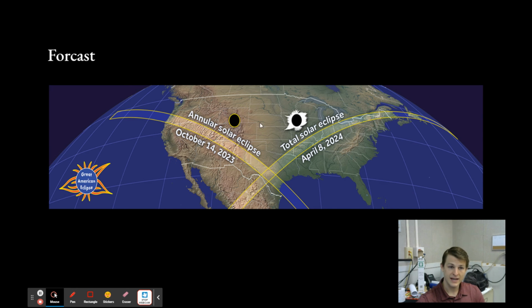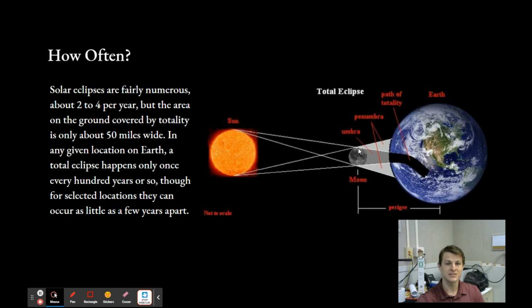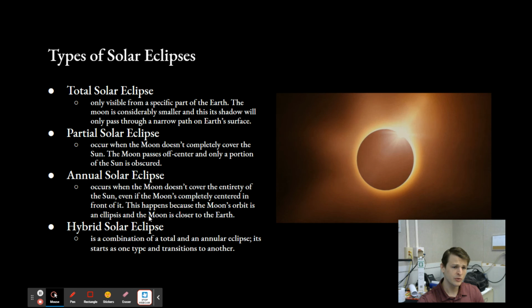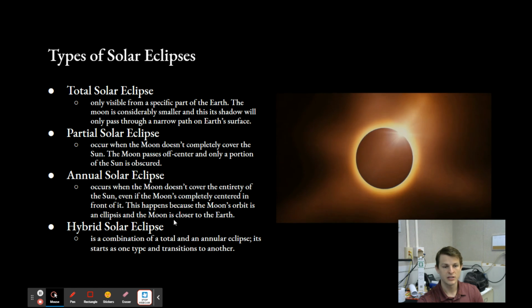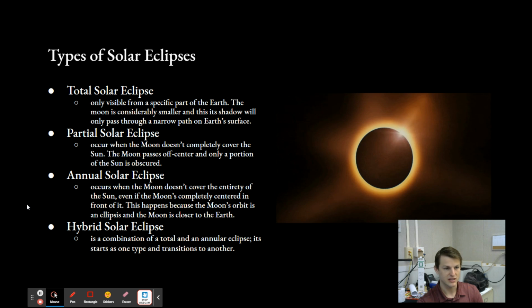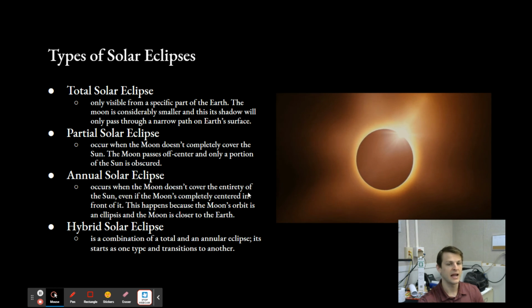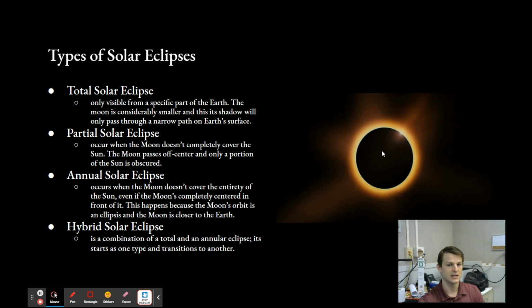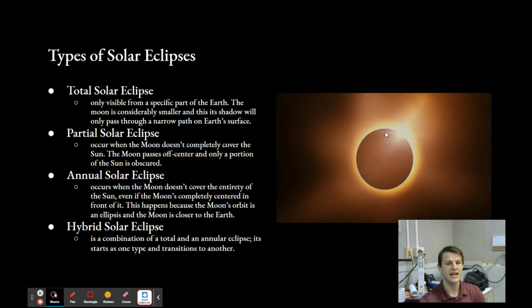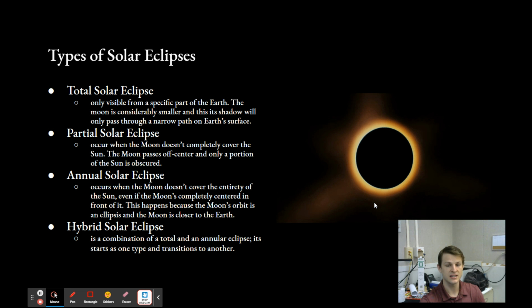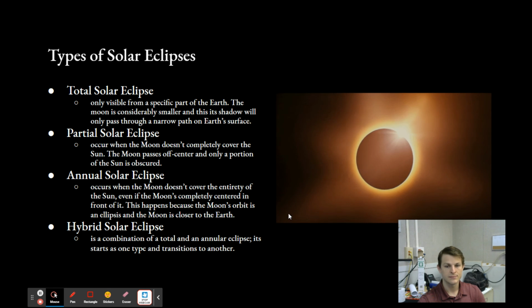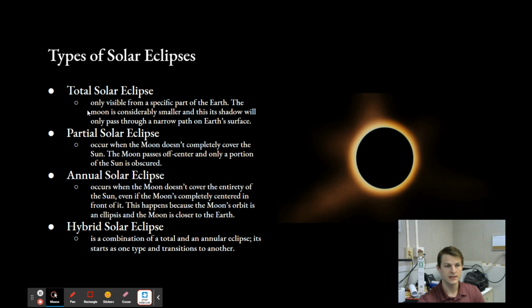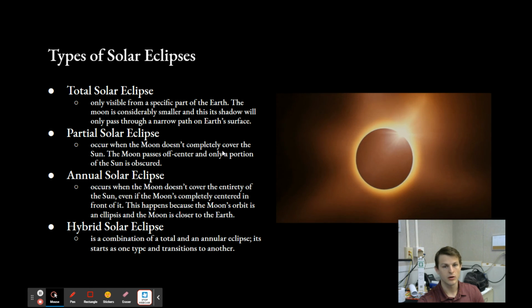So this is the forecast on future solar eclipses. The concepts are the same with the partial, annular, and hybrid. A hybrid is just a combination of total and annular. So like one side might have the ring, whereas the other side does not. That's basically all it is. In an annular, you get the ring. Partial, it's basically you'll see the shadow of the moon on the sun, but you won't see the entire sun. And then a total solar eclipse is when all but the indirect light is blocked.